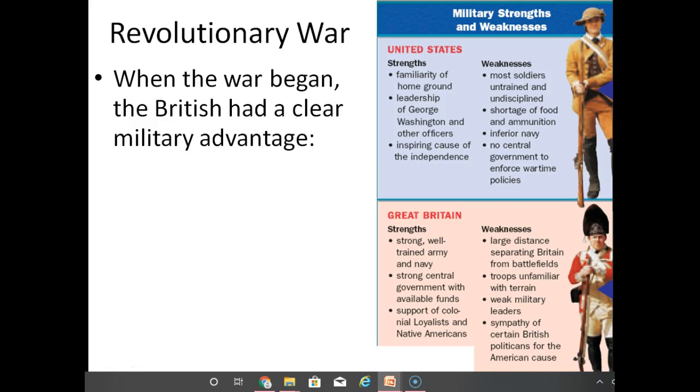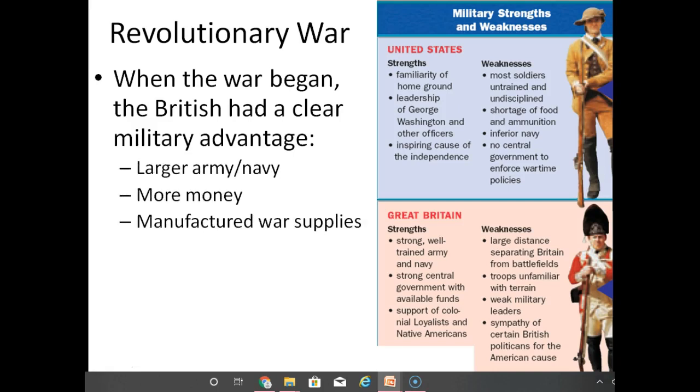So the British had an advantage for a couple of reasons. First, they had a larger army and navy. Second, they had a lot more money. Third, they had the ability to manufacture war supplies, so they could make guns and weapons that we could not or did not have the ability to make.